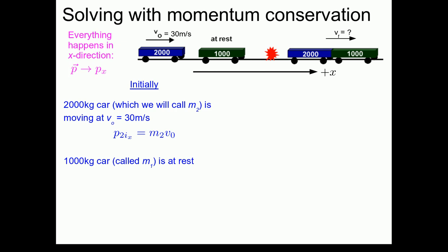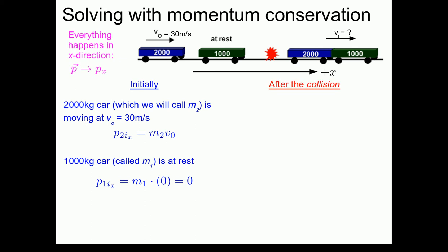The 1,000 kilogram car, which we'll call m1, is initially at rest. So the momentum of 1 initially in the x direction, which is what this symbol p1ix means, is the mass of 1 times the initial speed of the 1,000 kilogram car, which is 0. Thus we get that the initial momentum of mass 1 in the x direction is equal to 0.